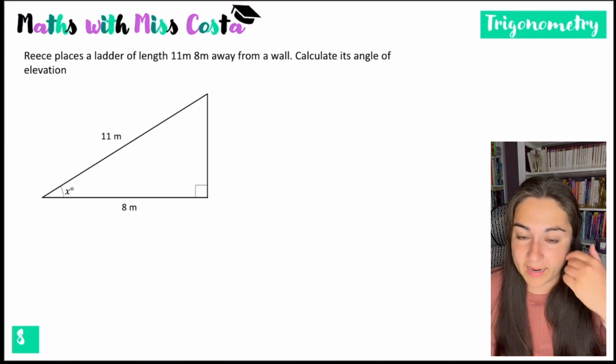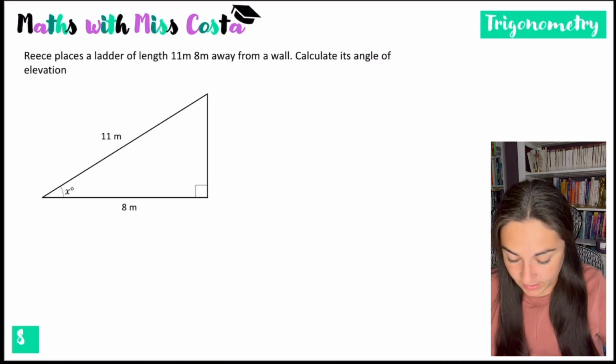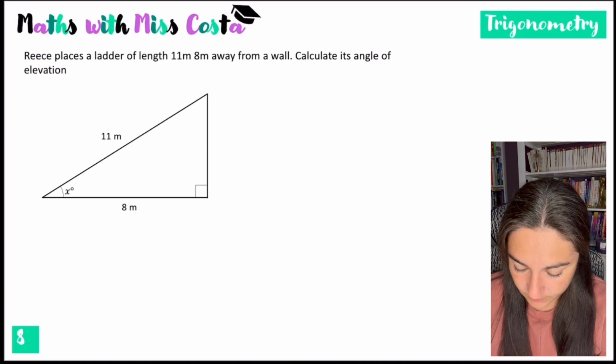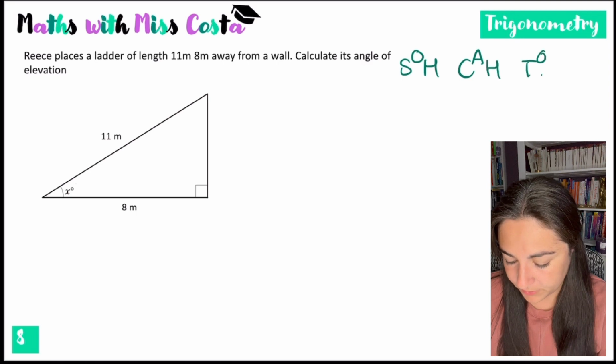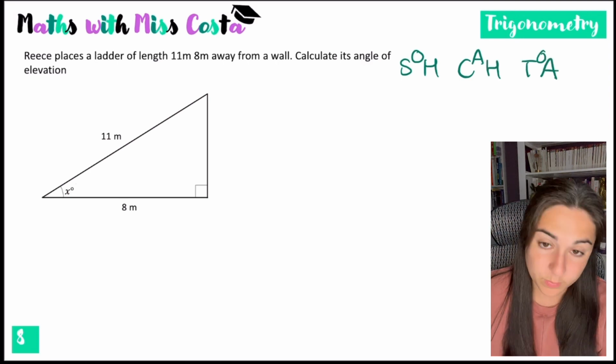If you're trying to work out the angle, you use the same thing. You write out SOHCAHTOA just to help you remember. So just write that out and then label each of your sides.